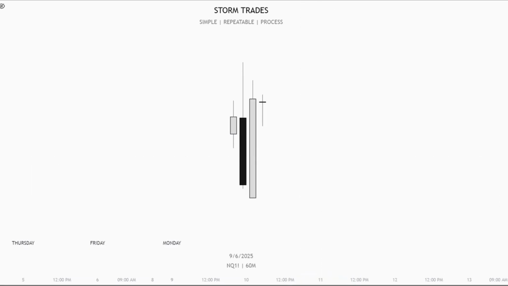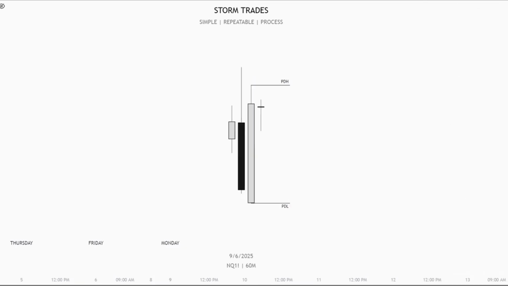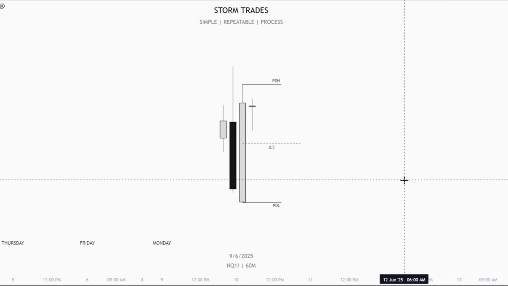I like to mark off the previous daily low and the previous daily high. I want to fib from the previous daily candle just to sort of take a look at where we are. And where we are is we're currently significantly higher than the midpoint of the previous daily candle. So we're playing around in the upper quadrant, and it's just something to take note of, right?